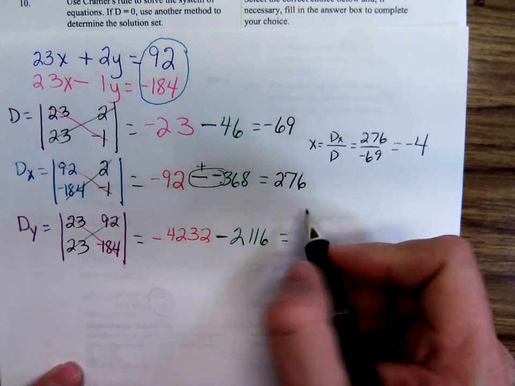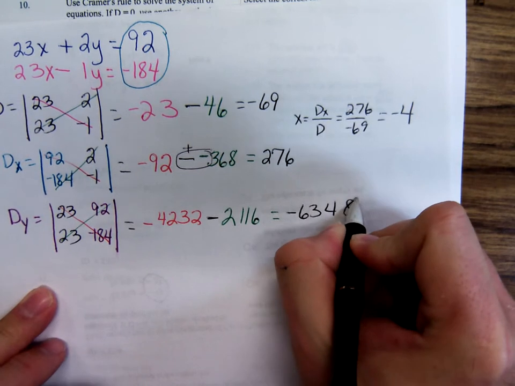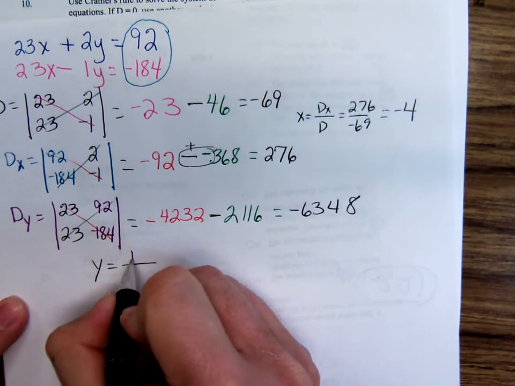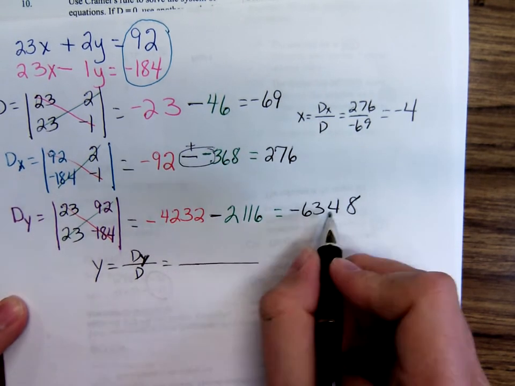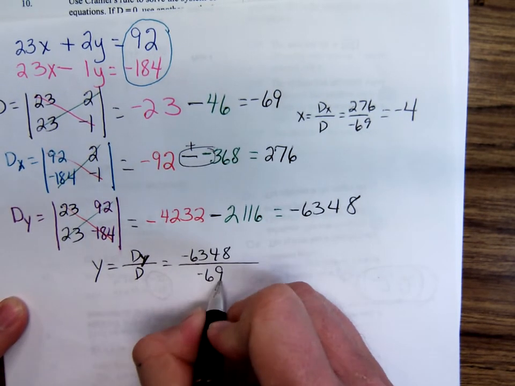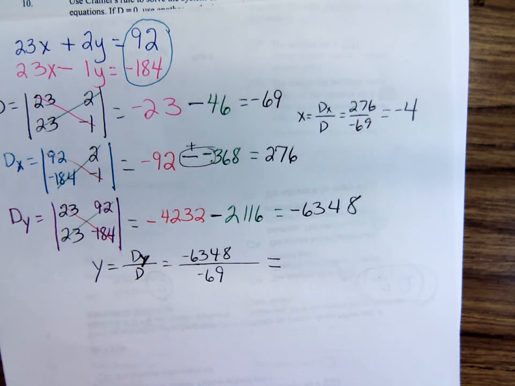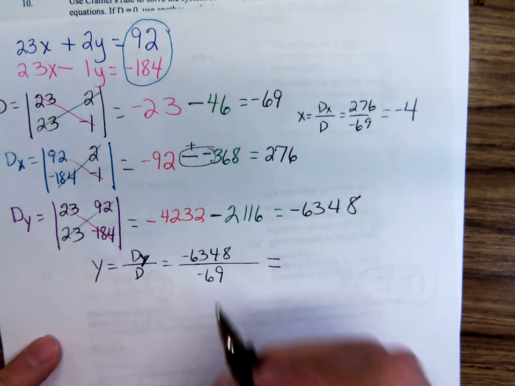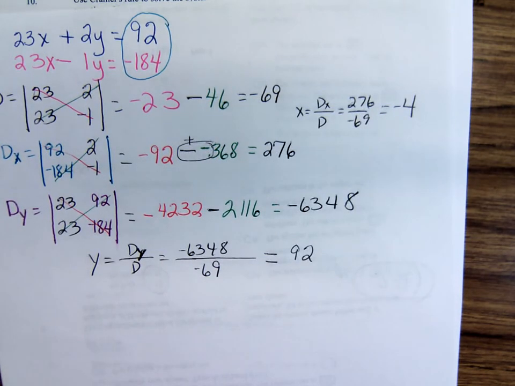So this is a negative 6348. So y is Dy over D. It's a y there. So negative 6348 over negative 69. Does 69 divide evenly into 6348? What are we getting? 92? Oh, maybe we better check those. I'm getting a negative 4 for x and a 92 for y.